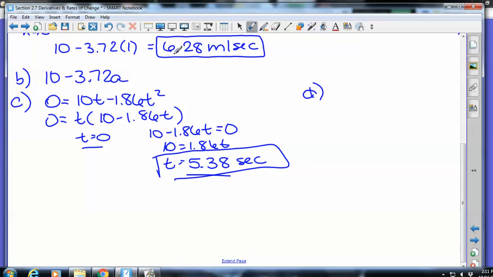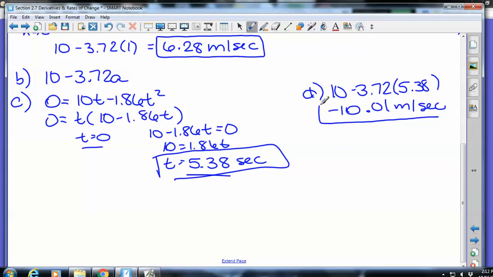Part D, I wanted to know the velocity when you hit the ground. So now I know the time when I hit the ground. I can plug it into my velocity formula. And we get -1.01. Why would you get a negative velocity? Because it's going down still.